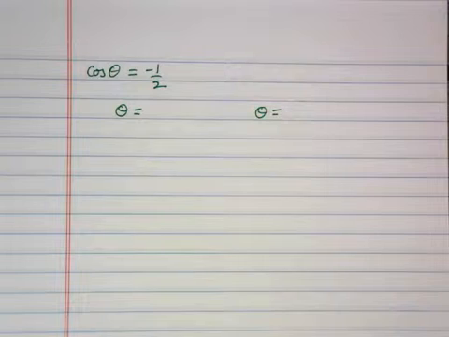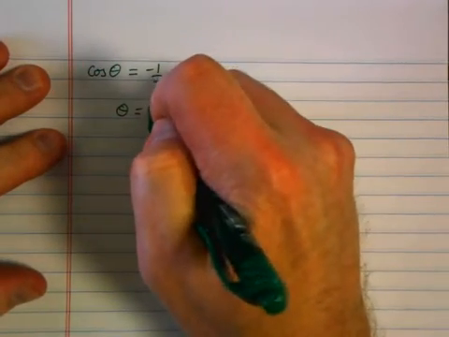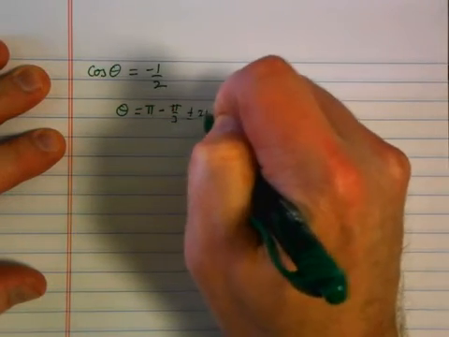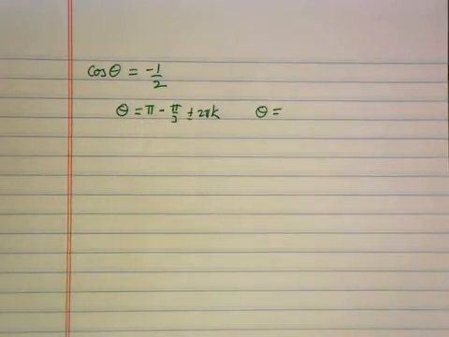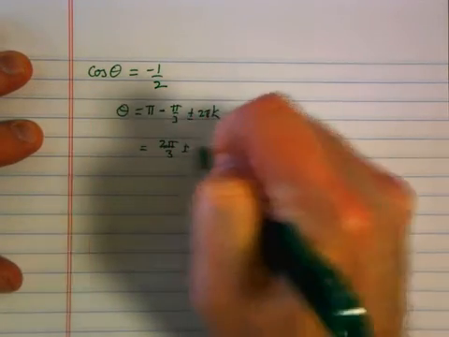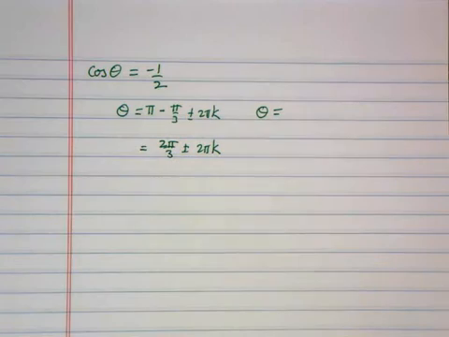How do I get to quadrant number 2? How did we do it in the last section when we were dealing with cosine inverse and we wanted to get to quadrant number 2? Pi minus pi over 3. So one answer is going to be pi minus pi over 3 plus or minus 2 pi k. Any revolutions? And pi minus pi over 3 happens to be 2 pi over 3. So there's one answer.